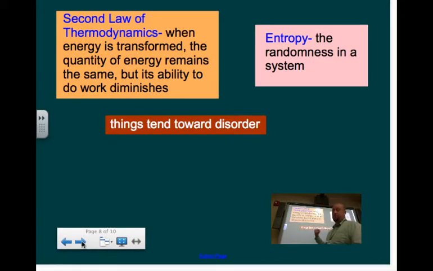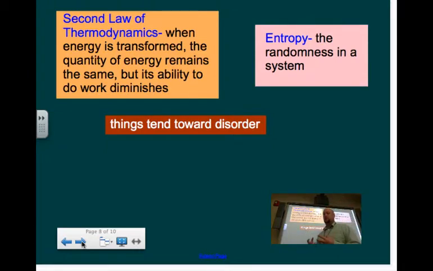And so the second law of thermodynamics says that things tend to go to an area where we can't use all of the energy anymore. This goes into the idea of entropy. Entropy is basically the randomness of a system. You might have heard of entropy described as the disorganization of a system.